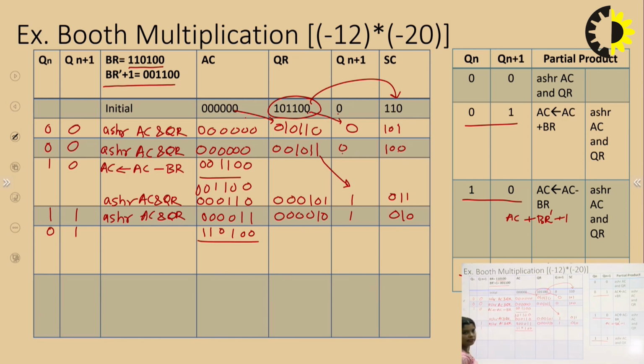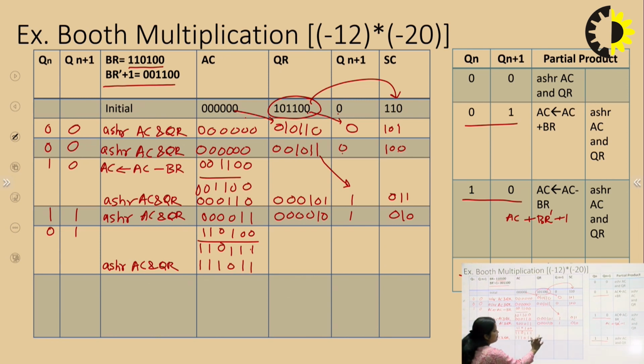You have to add it simply. 1 plus 0 is 1, 1 plus 0 is 1, 0 plus 1, 0 plus 0 is 0, 1 and 1. Next, arithmetic shift right operation with the AC and QR. In the arithmetic shift right, the first bit is kept as it is, and including the first bit you have to shift that particular binary stream, that is 1, 1, 0, 1, 1.